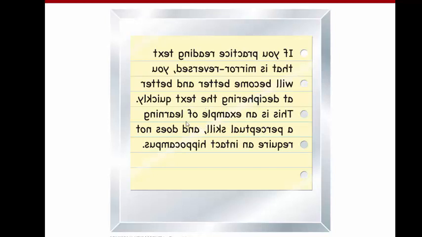This is an example of learning a perceptual, does that say perceptual? That's tricky. Perceptual skill, and does not, okay, I'm already tired of this. Require an intact hippocampus. Okay, yeah.